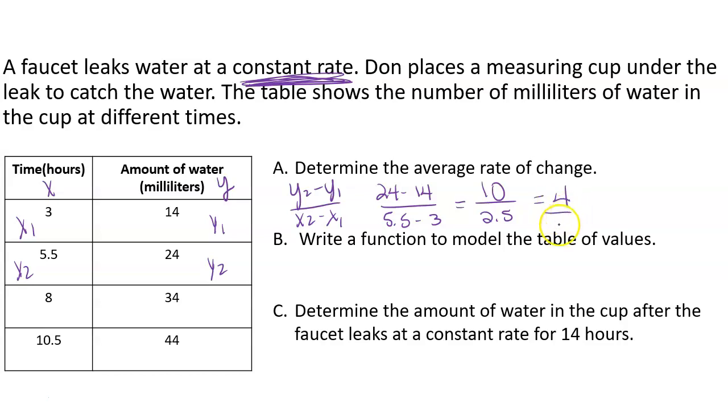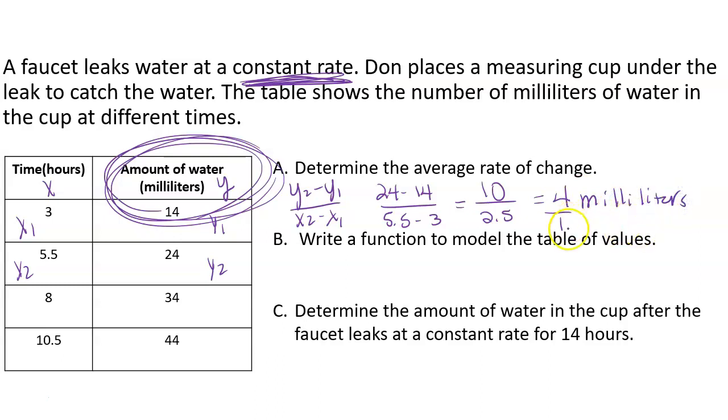Okay? So 4 is the same as 4 over 1. Remember that rate of change is y over x. Okay? So if we look back to the description for y, that's the amount of water in milliliters. So 4 milliliters, and then my x is hours. Okay, so this rate of change tells me that I am leaking 4 milliliters of water every 1 hour. Okay, 4 milliliters of water per 1 hour.